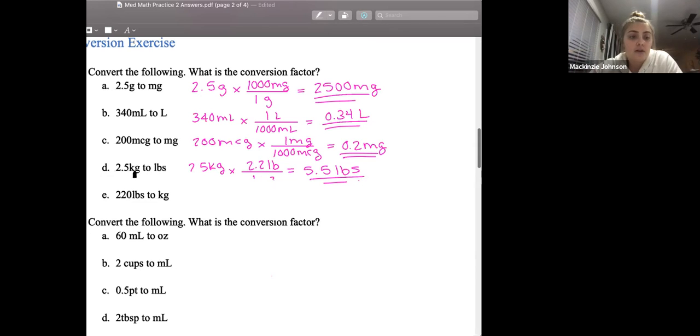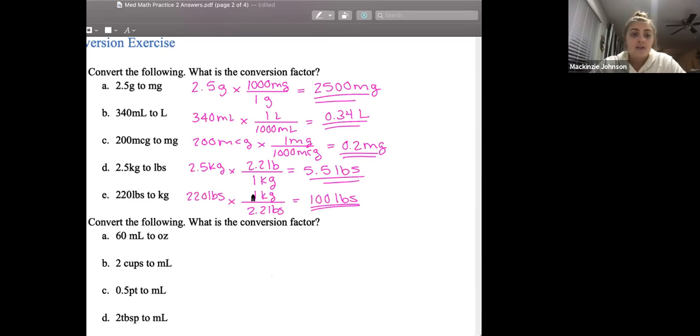So for the next one, 2.5 kilograms to pounds. This one's a little bit different because you need to know your conversion for kilograms to pounds. There are 2.2 pounds in 1 kilogram. This is how I remember that pounds are bigger: everyone always loves when you give their weight in kilograms. You'll have patients who ask, what's my weight in kilograms? Because it always makes them feel better, since it's such a smaller number. So that's how I remember it: pounds is bigger. There's 1 kilogram in 2.2 pounds.